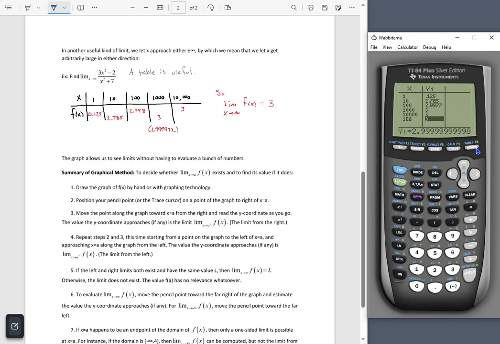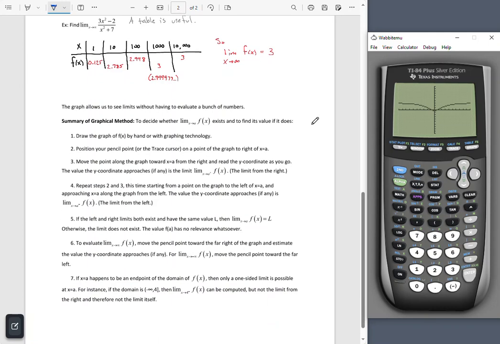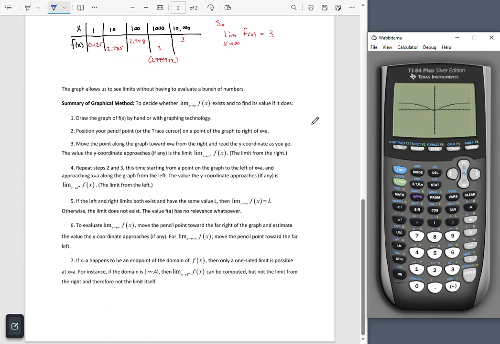What might that look like? Actually, we can see it already. It's going to 3 quite quickly. All right. Now, the graph allows us to see limits without having to evaluate a bunch of numbers. To decide whether the limit as x approaches a of f of x exists and to find its value if it does, we're going to draw the graph by hand or with a calculator.